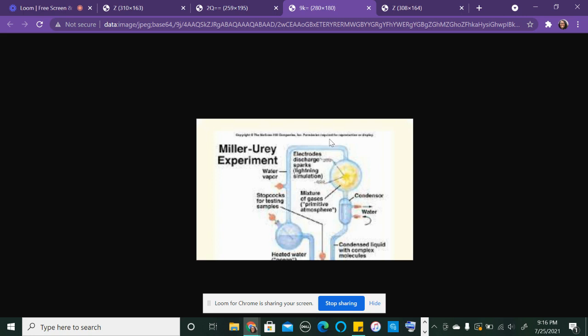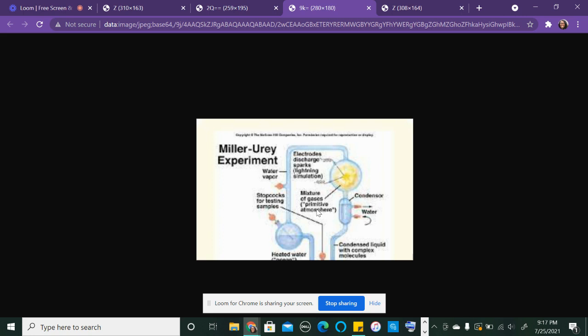They created a closed system, used water for the early sea and evaporation, sparks for some type of electric current, and a mixture of gases, including ammonia, hydrogen, and methane, to create amino acids, which are the building blocks of proteins, ultimately cellular life.